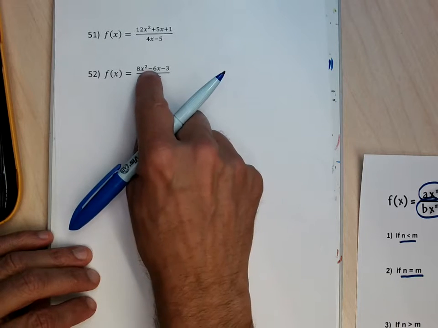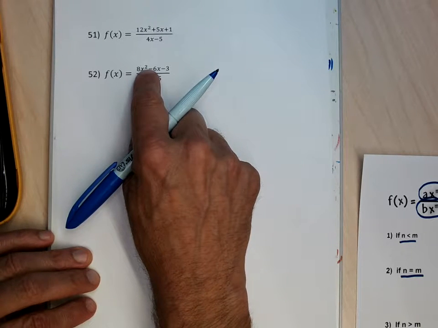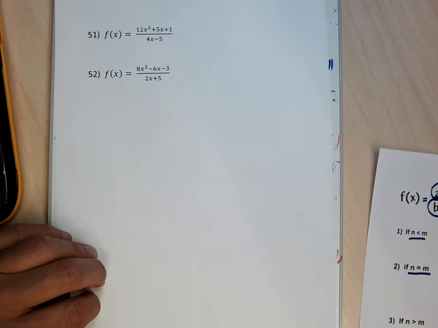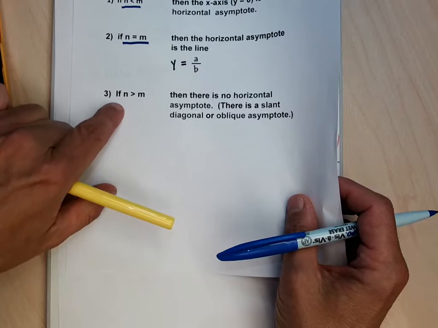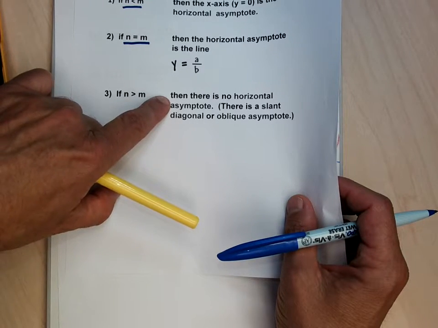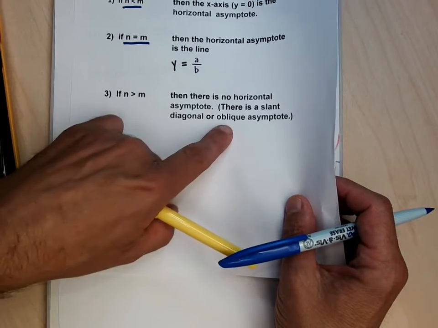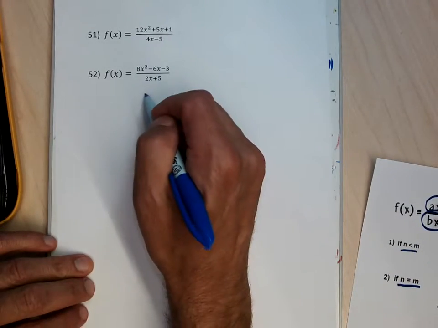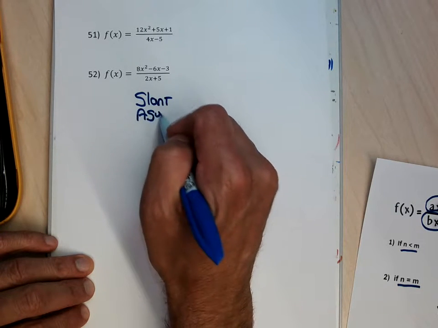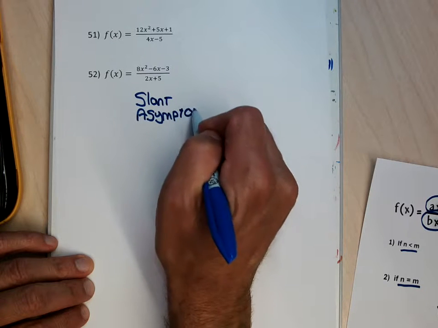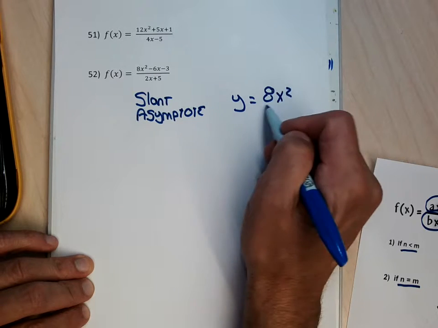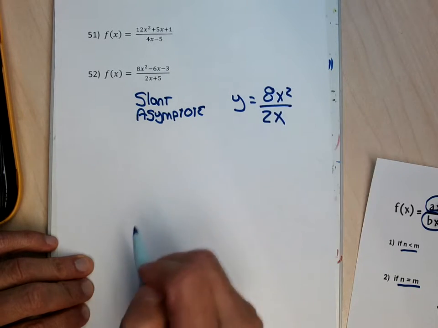In problem 52, the term with the highest exponent in the numerator has an exponent of 2. The term with the highest exponent in the denominator has an exponent of 1. When the highest exponent in the numerator is bigger than the highest exponent in the denominator, there isn't a horizontal asymptote. There's a slant asymptote, or we can call it an oblique asymptote. And you get the equation of the slant asymptote by just physically dividing those terms. So I'm going to take the highest exponent term in the numerator, which is 8x squared, and divide it by the highest exponent term in the denominator, which is 2x.